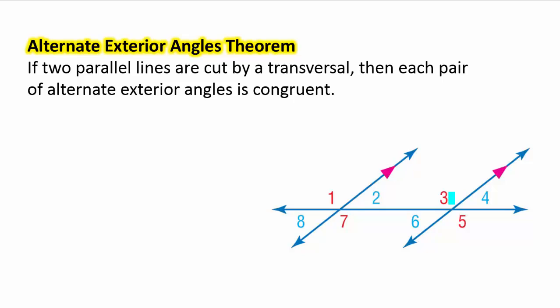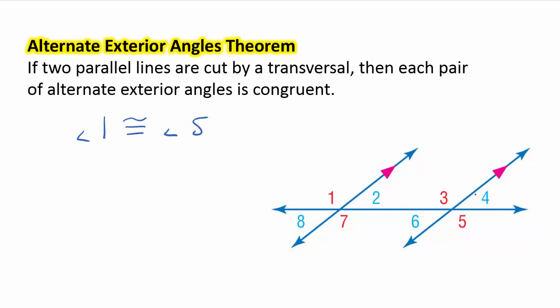The last one we're going to look at is the alternate exterior angles theorem, which says if two parallel lines are cut by a transversal, then each pair of alternate exterior angles is congruent. So again, from our previous lesson, angles 1 and 5 are alternate exterior angles, so they're going to be congruent to each other.